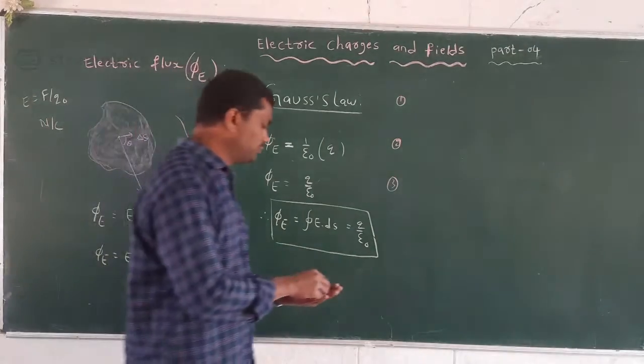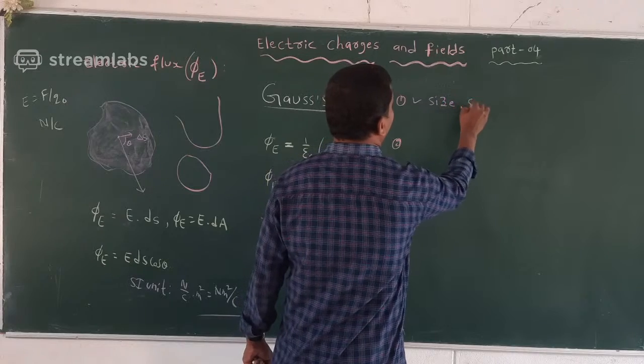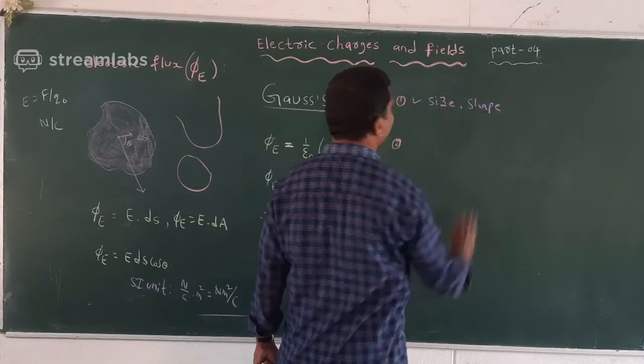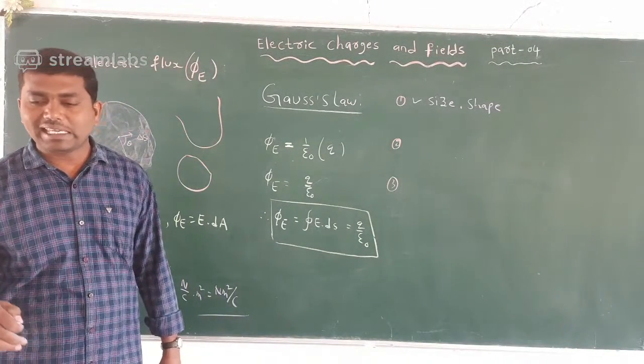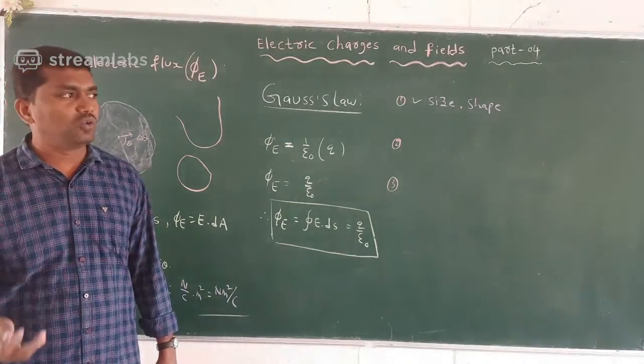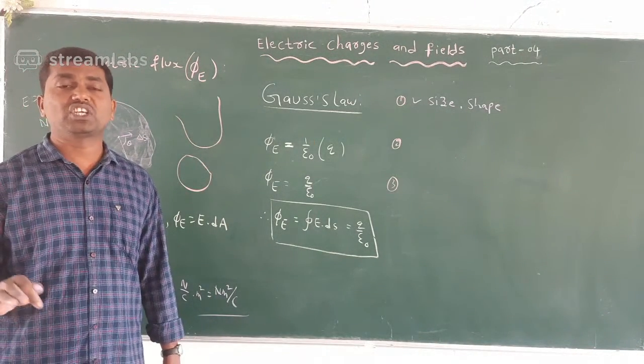So the first point we are saying is, we can take any shape and size. So the Gauss law is applicable for, holds for, is valid for any surface of any shape and size.